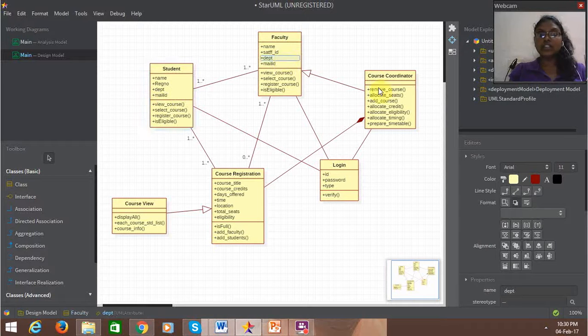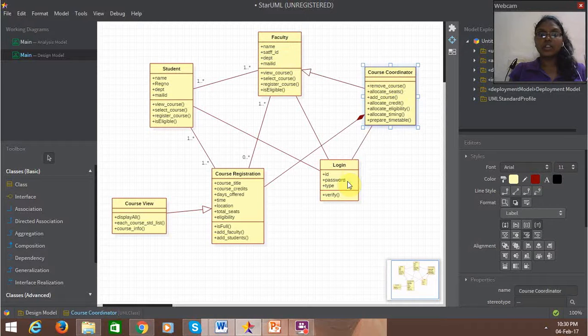class, faculty class, course coordinator class, login class, course registration class, and course view class. Whatever you see in the first box over here are the attributes of the class. So for faculty, we'll be having their name, their staff ID, their department, and their mail ID. These are the basic details that we'll be storing of the faculty.